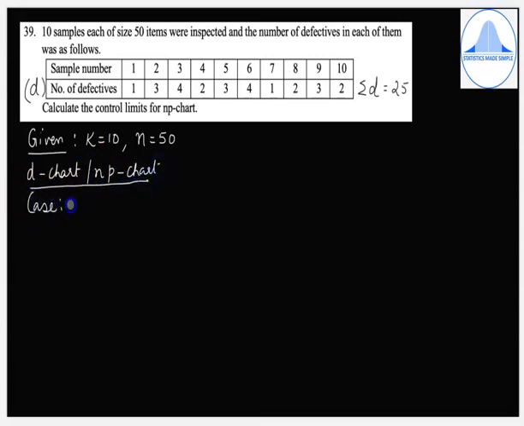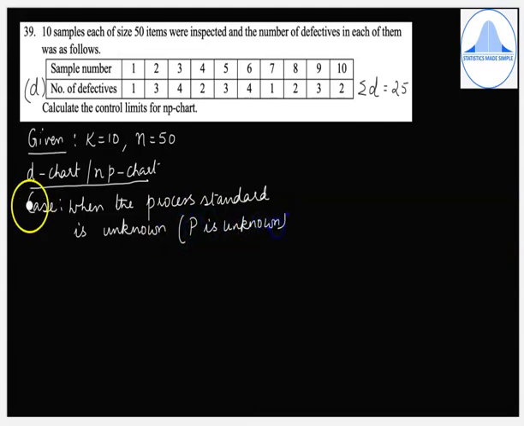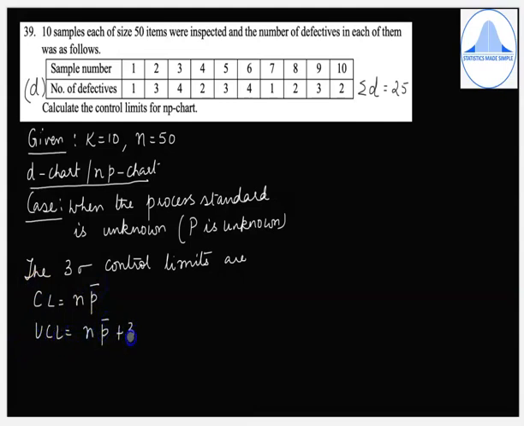Case: when the process standard, that is capital P, is unknown, then write the 3 sigma control limits are: CL is equal to NP bar, UCL is equal to NP bar plus 3 times root NP bar Q bar, where Q bar is equal to 1 minus P bar, and LCL is equal to NP bar minus 3 times root NP bar Q bar.